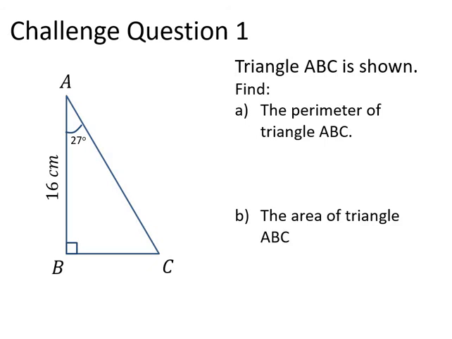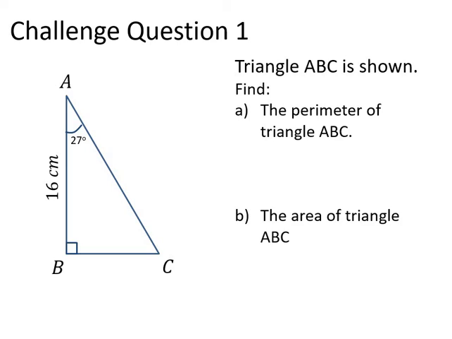Here is a challenge question that I want you to have a go at. So we've got triangle ABC shown here, and you can see that I've given you a side length and I've given you an angle here. And I want you to pause the video in a moment and have a go at finding the perimeter of the triangle ABC and the area of the triangle ABC. Pause the video now and have a go. If you feel like you have absolutely no idea what to do, maybe just listen to the next bit so that you can get a hint of what to do.